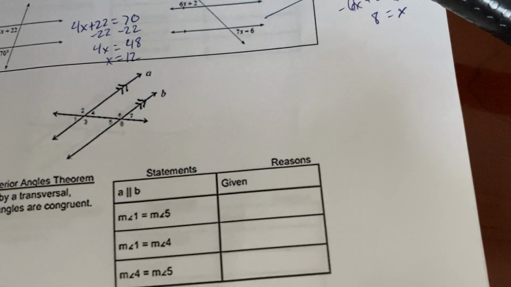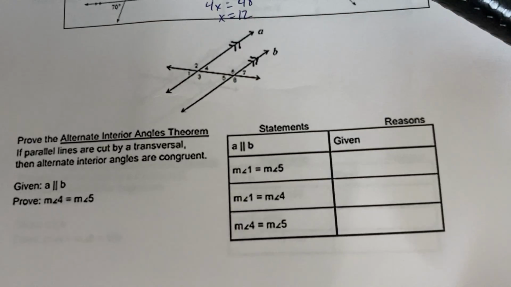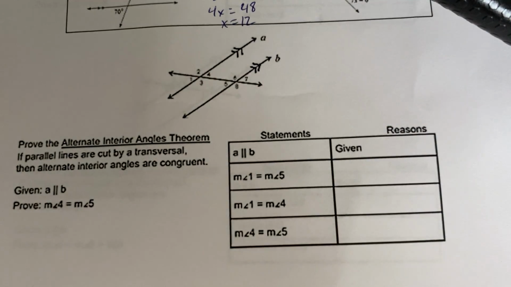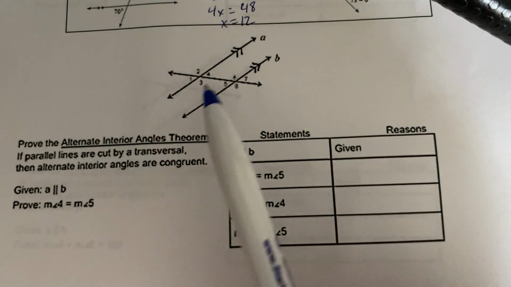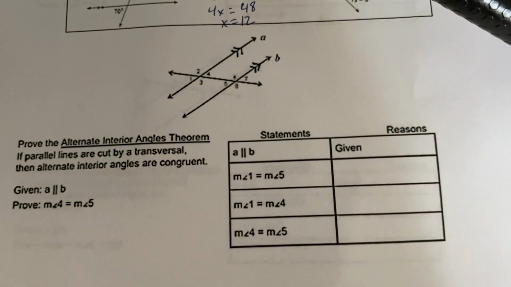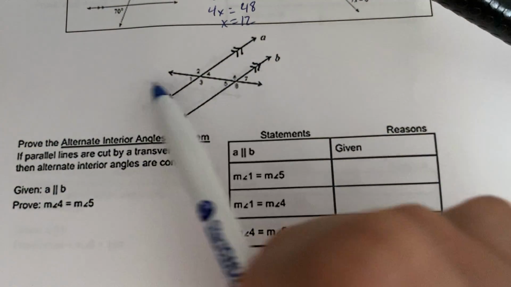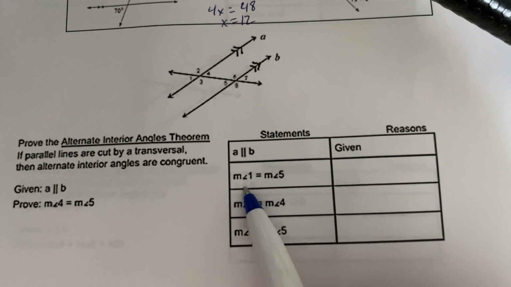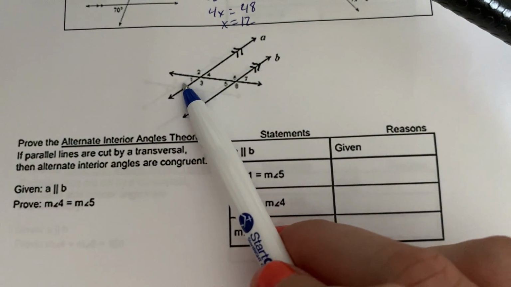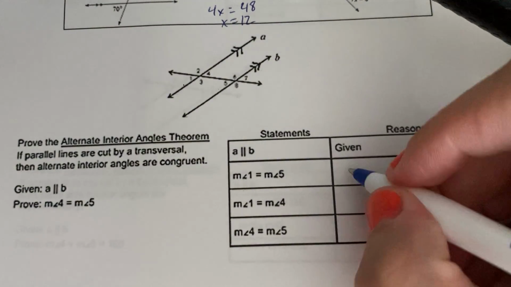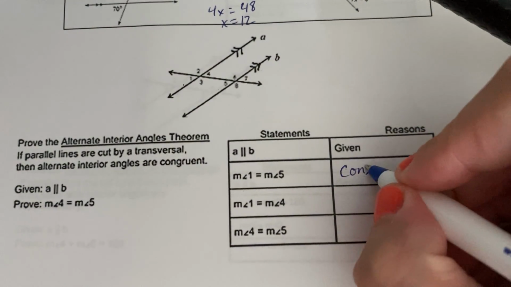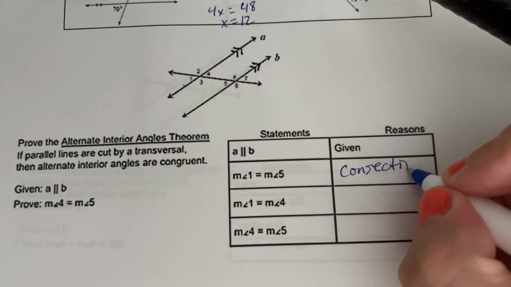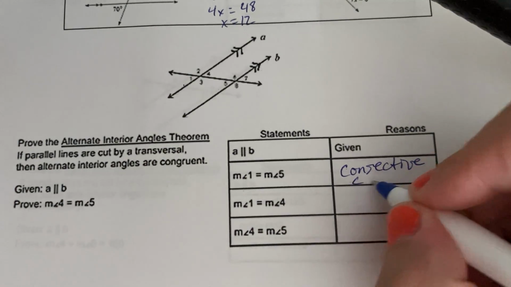All right, so we're going to use that knowledge to do these proofs. First step, we're given that A and B are parallel. We know this is a transversal because it's going through the parallel lines. Now, I know angle 1 is congruent to angle 5 because of the consecutive angle theorem.